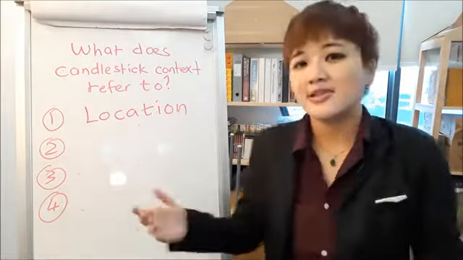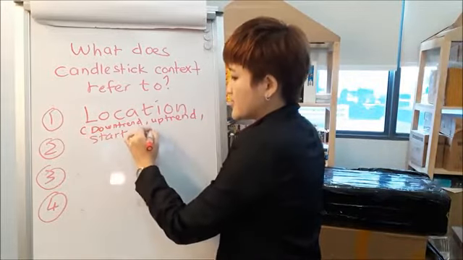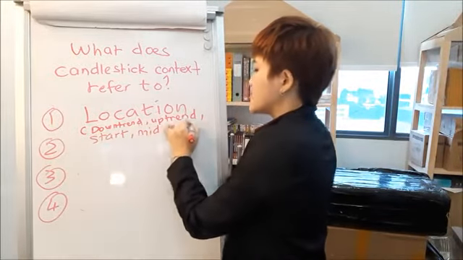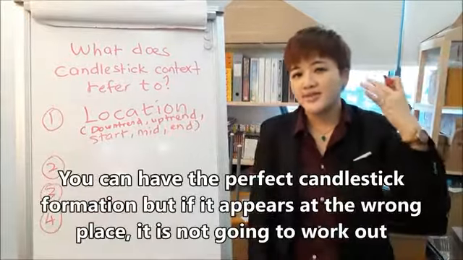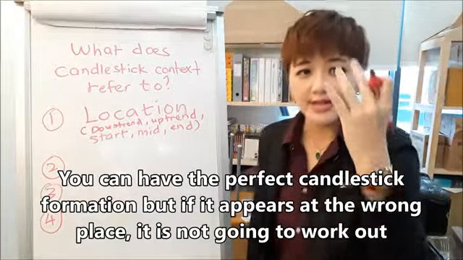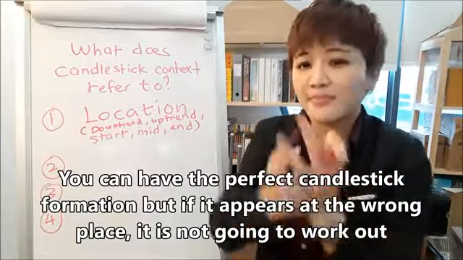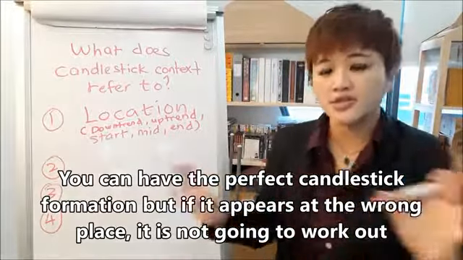So what does location mean? Is it located on a downtrend? Is it located on an uptrend? Is it located at the start of the trend, in the middle of the trend, or at the end of the trend? So the thing is, you can have the best, most perfect candlestick formation, okay? But if it appears at the wrong place, it's not going to work out.